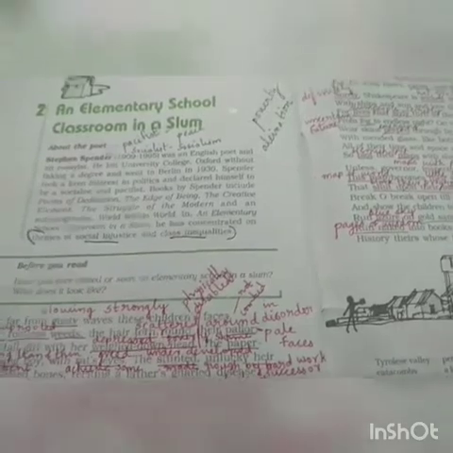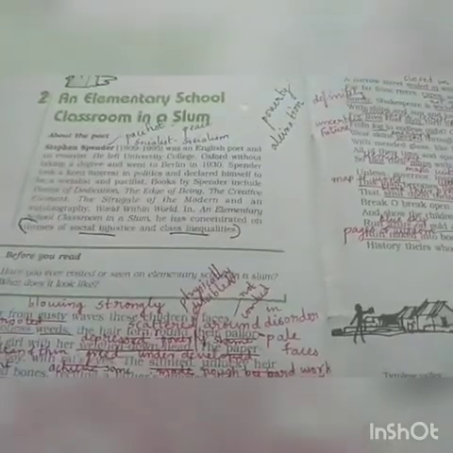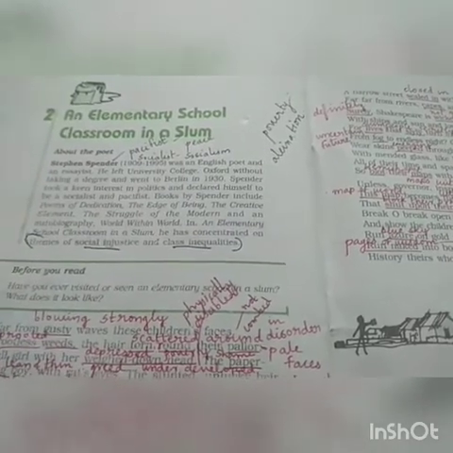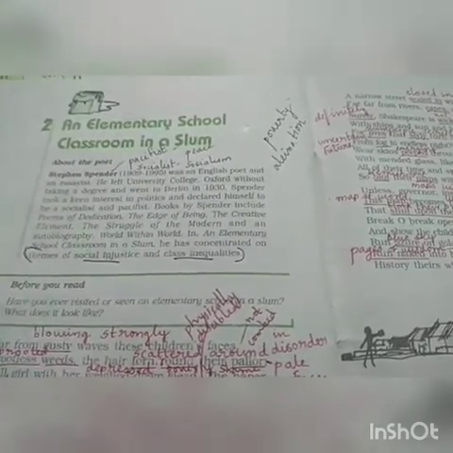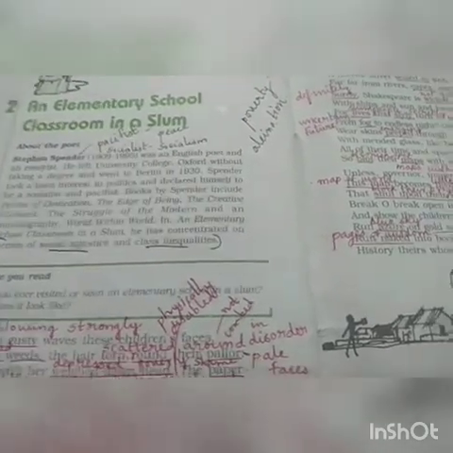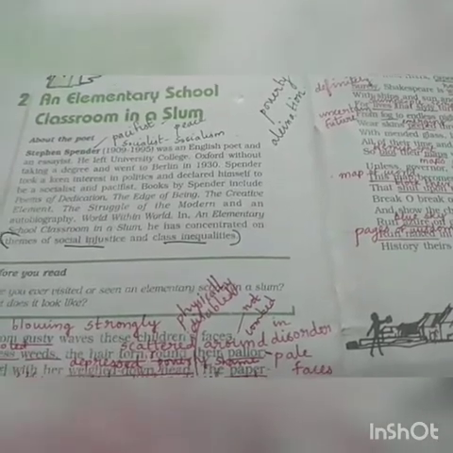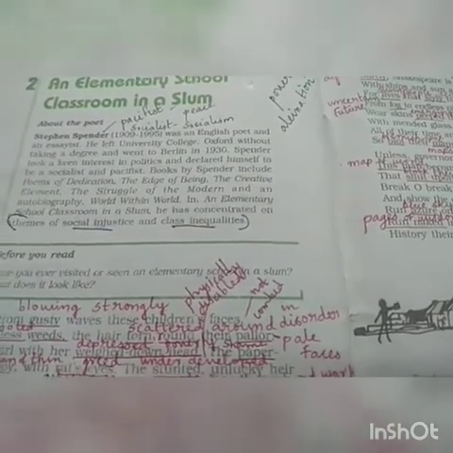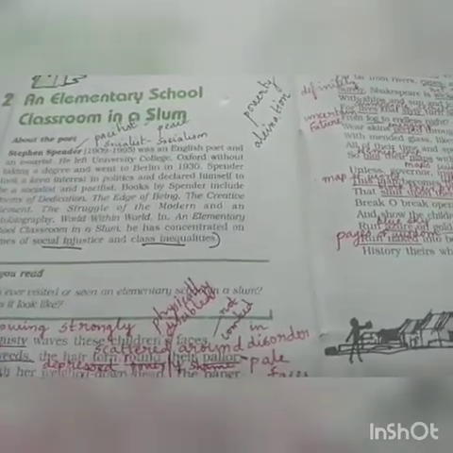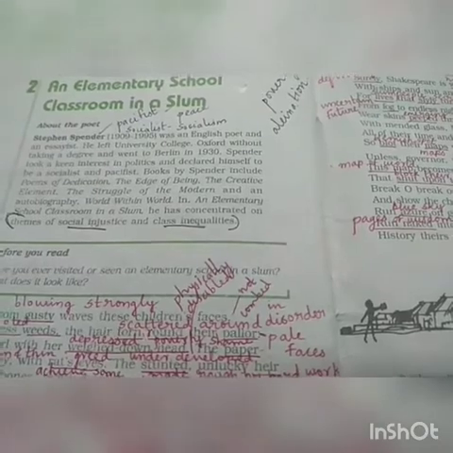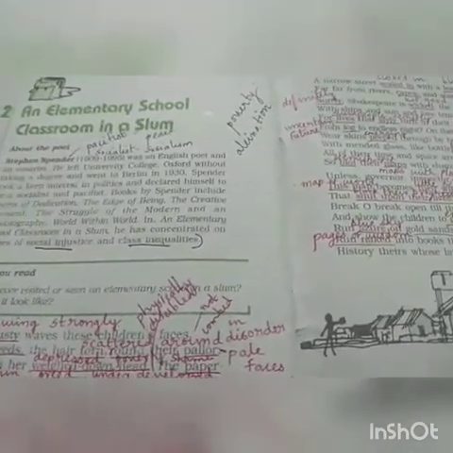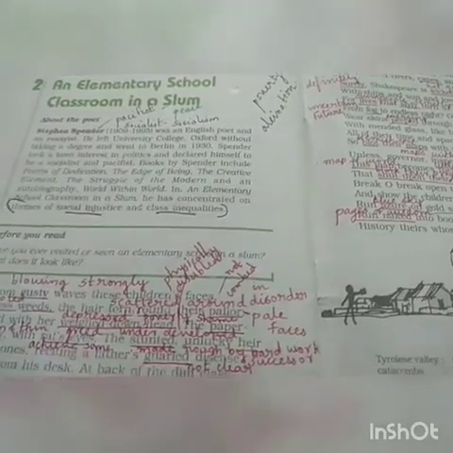Okay children, let's recollect what we learned in this poem. An elementary school classroom in a slum deals with the social injustice and class inequalities and attacks the capitalistic economies in which the rich are becoming richer, and even as more and more problems and miseries mar the lives of the poor, they are devoid of any opportunity and have become prey to social injustice. In this poem, Spender demands equal opportunities for education for the poor and the underprivileged.